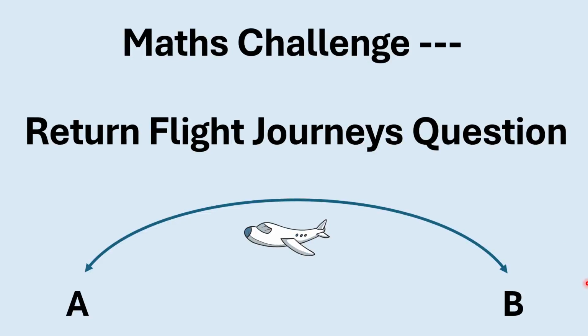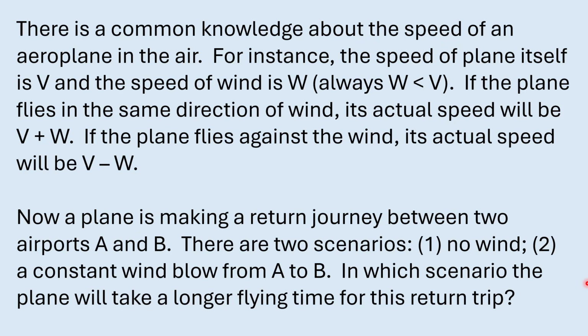Hello everyone. Today's math challenge is about return flight journeys. There is a common knowledge about the speed of an aeroplane in the air, which is heavily influenced by the speed of the wind. If you travel a lot between New York and London, you will notice the flight time from New York to London is always shorter than the flight time from London to New York.